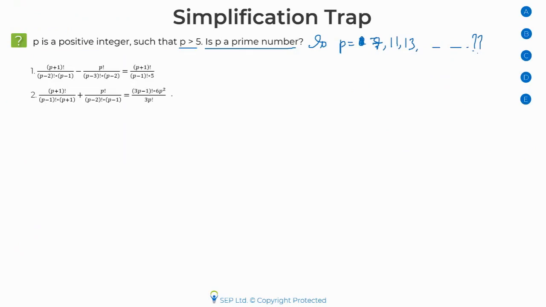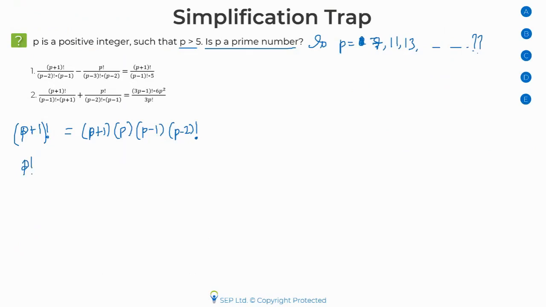All right. First statement alone. P plus 1 factorial. Sorry about this. P plus 1 factorial is P plus 1 into P, and you keep reducing every number by 1, into P minus 1 into P minus 2 factorial. Why did I stop here? Because I know in the denominator, I have a P minus 2 factorial.